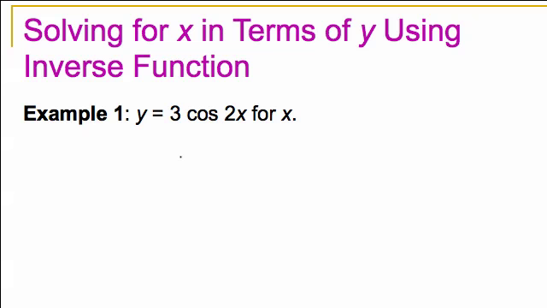All right, 6.4, example 1. We need to solve for x in terms of y using inverse functions. So what that means here is, just like in algebra, solving for x means we want to get x all by itself. All right, so we're going to do some inverse operations. We need to get x by itself.